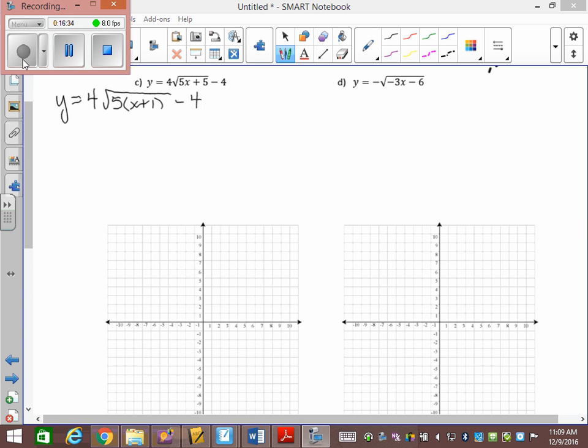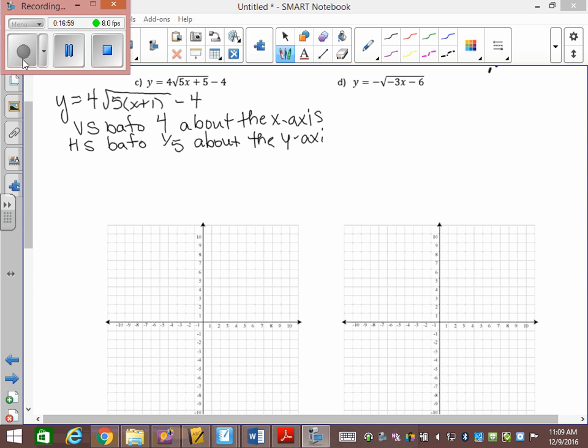So we're going to get a vertical stretch by a factor of 4 about the x-axis. Horizontal stretch by a factor of a 5th about the y-axis. No reflections. Vertical translation 4 down. Horizontal translation 1 left. The coordinate goes from x, y to 1/5 x minus 1 and 4y minus 4.